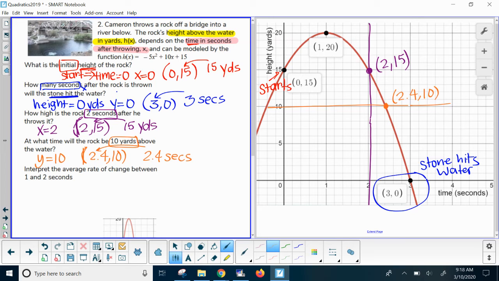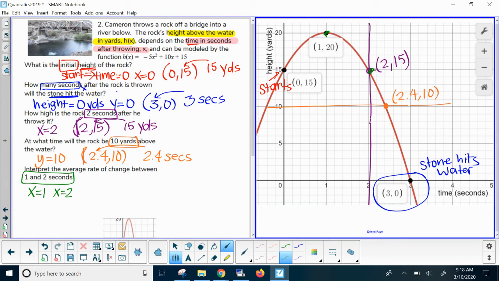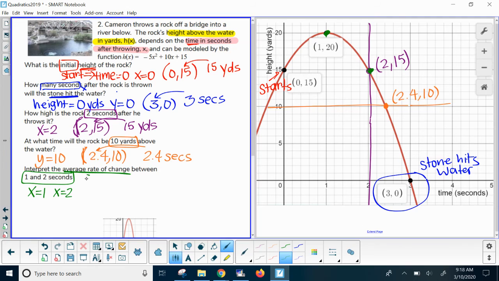And this last question says, interpret the average rate of change between 1 second and 2 seconds. So they're telling us 1 second, 2. Those are seconds, so they're x's. X equals 1 and x equals 2. So if we look at our picture, we do already have 1 and 2. Okay? And they're asking us to find the average rate of change. So that's the slope.